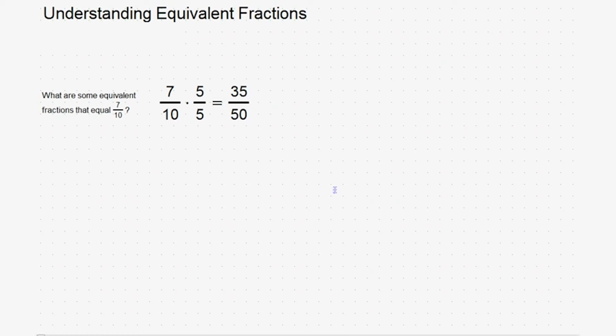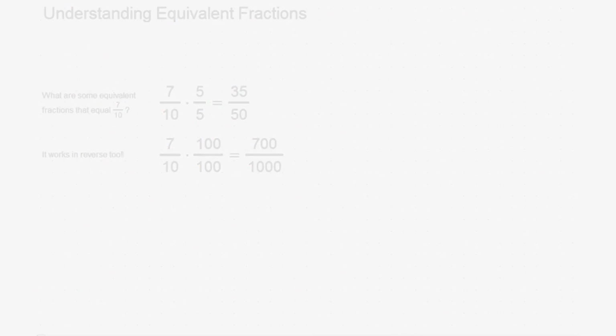Or, I could even multiply by 100. 7 times 100 is 700, and 10 times 100 is 1000. So, therefore, 7/10 is the same as 700 over 1000. And it works in reverse, too. If I then divided top and bottom by 100, I would get right back to 7/10. Are you starting to get the idea? Equivalent fractions are pretty useful, and once you get the hang of it, they're quite simple to work with. Just remember, always do the same thing to the top of the fraction as you do to the bottom.